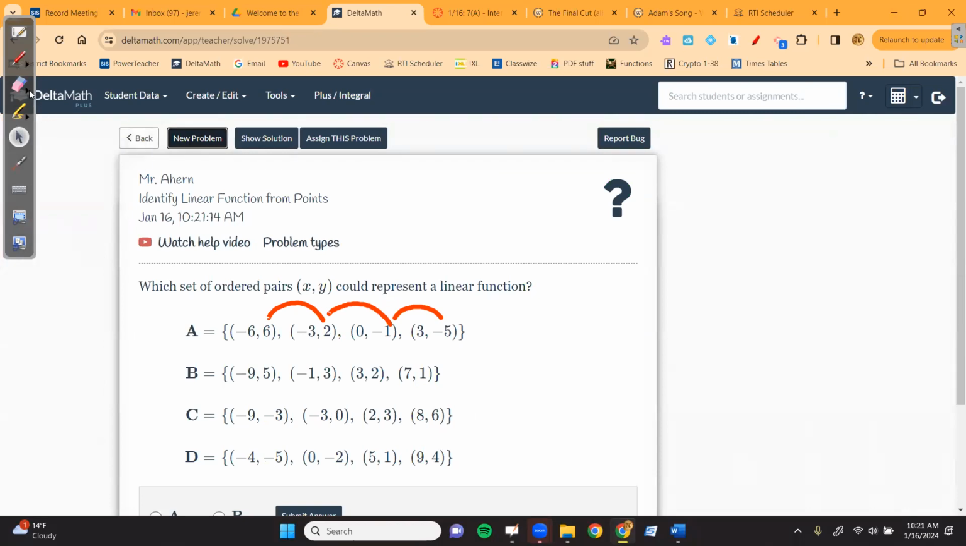Let's do another one. You guys feel like you got this? Okay. How about, could A be a linear function? Why not? What about them?